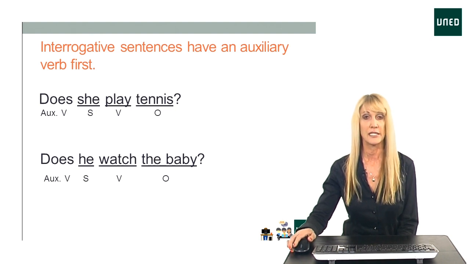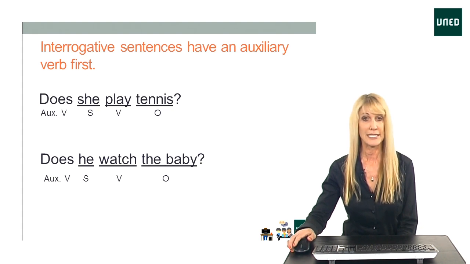Interrogative sentences have an auxiliary verb first. The auxiliary verb is a helping verb. It just helps to make the question. Does she play tennis? We add does before the verb at the very beginning to make the question. So does is the auxiliary verb. Does he watch the baby?